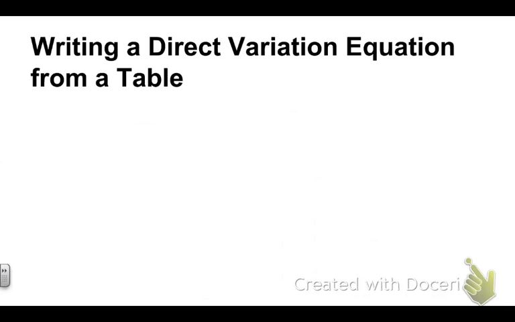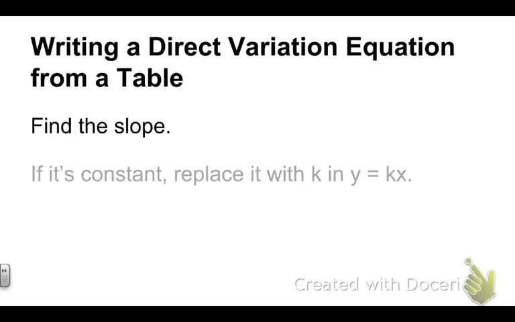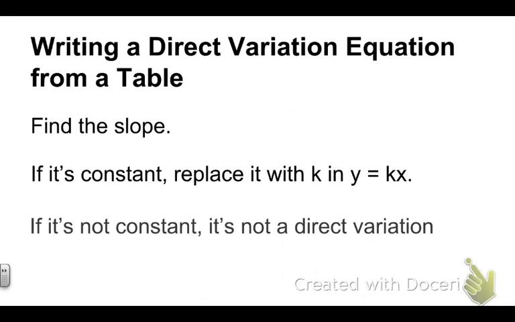Then writing a direct variation equation from a table. Find the slope. We've spent some time doing that with tables. Find the slope. If it's constant, if it's constantly being added or subtracted by the same number, then replace it with k. K would be your slope. Replace it with k, and y equals k times x. If it's not constant, if a different number is being added or subtracted, or if it's being multiplied, then it's not a direct variation.